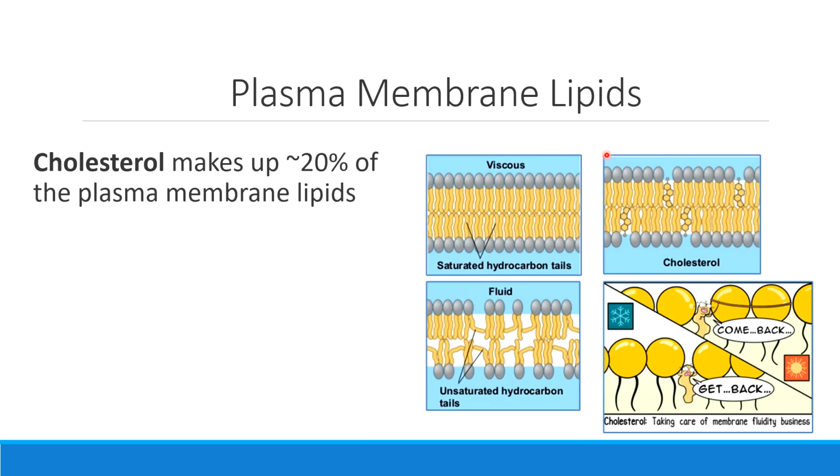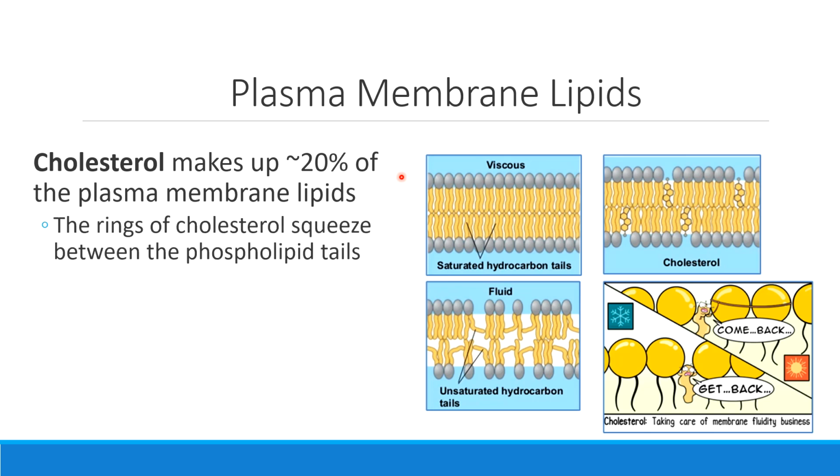The next kind of lipid that we see in the plasma membrane, making up about 20% of those lipids, is cholesterol. So we mentioned that cholesterol can help us make things like hormones, but cholesterol is also very important in the plasma membrane.